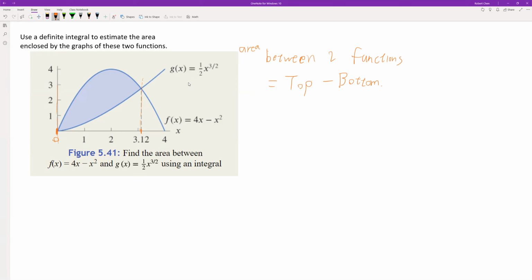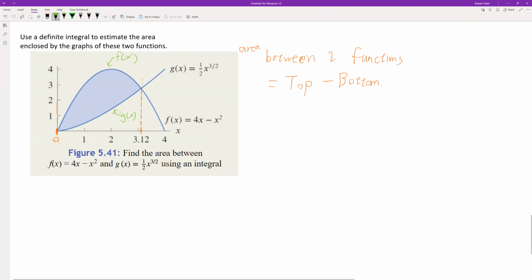The function on top, which is this one, is f of x, and the function on the bottom is g of x, between 0 and 3.2. You can see that after 3.2, the function on top becomes g of x and the function on the bottom becomes f of x. But since we're only worrying about between 0 and 3.2, we are going to use f of x as our top function and g of x as our bottom function.